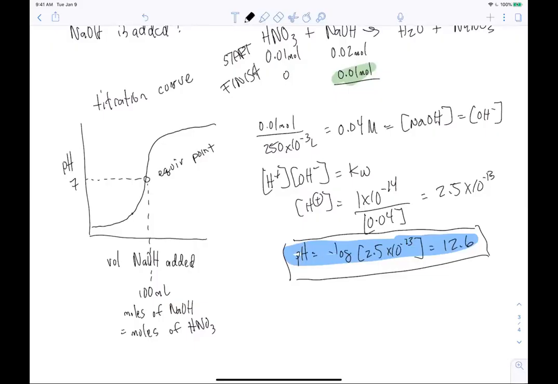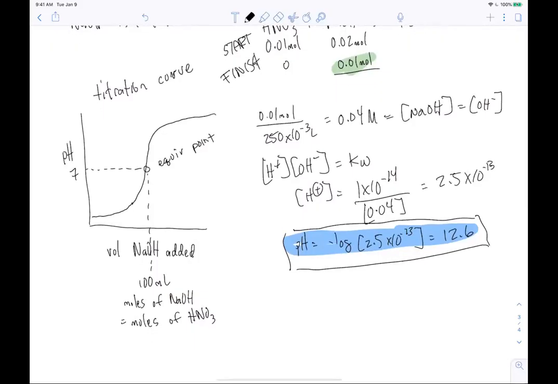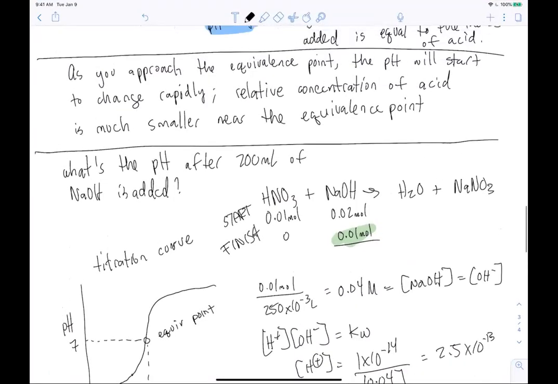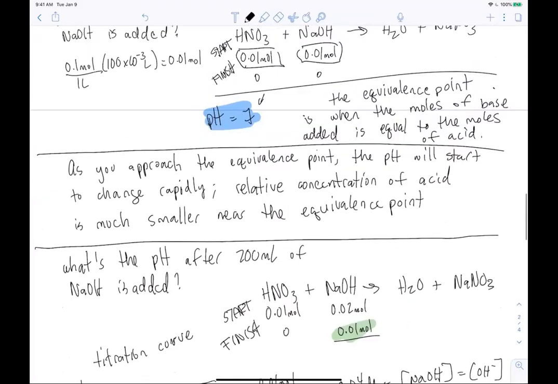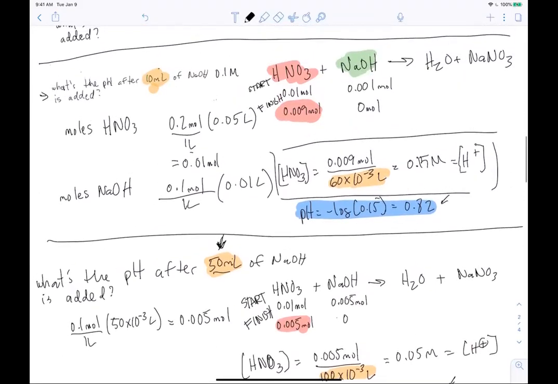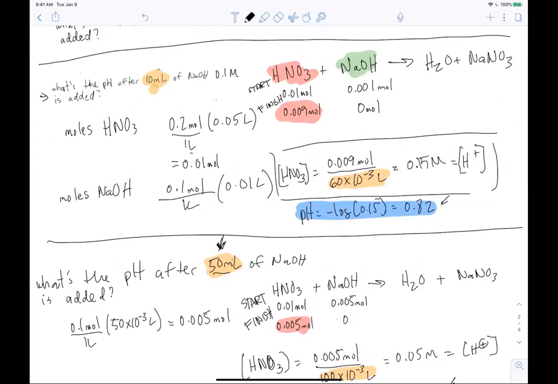Dr. Dragna, I have a quick question regarding the problem that we just went over. Go ahead. So when we were calculating the pH after 10 milliliters of NaOH added, when we made the conversion, we multiplied the moles by 0.05 liters. And I'm just confused why we wouldn't multiply it by 10 times 10 to the negative 3. Oh, like for the 10 milliliters?